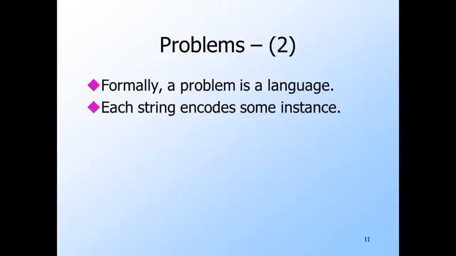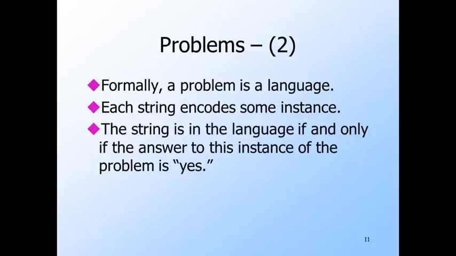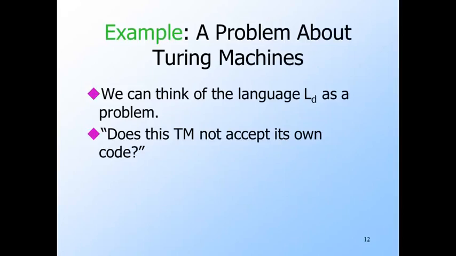It should not be hard for you to devise an encoding for graphs in a similar spirit. Then the language associated with the problem is the set of strings that code instances for which the answer is yes. Typically, as we did for Turing machines, our coding allows certain strings that are flawed. They don't really represent an instance. We'll always assume that flawed encodings represent instances for which the answer is no. For example, as a problem, the language L sub D can be stated: does this Turing machine not accept its own code?